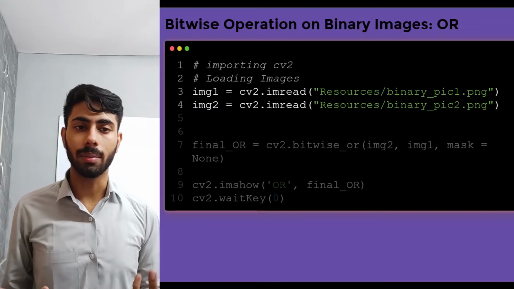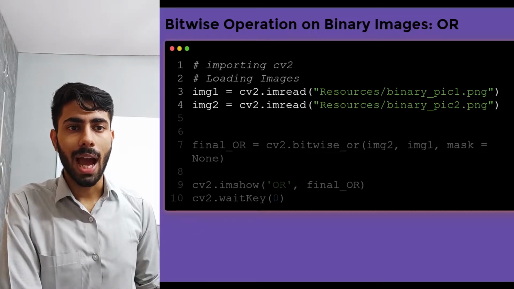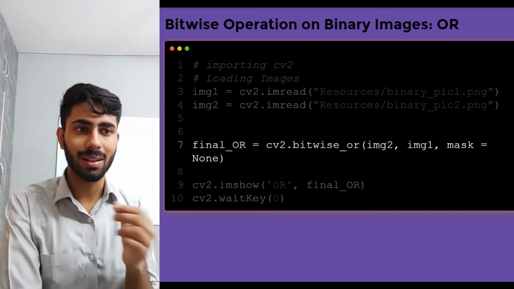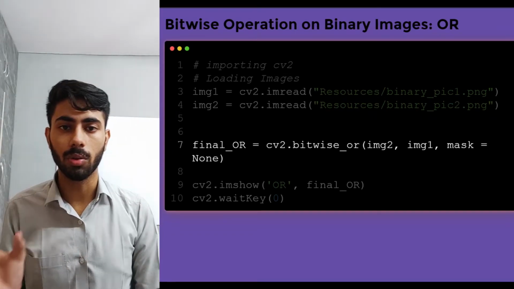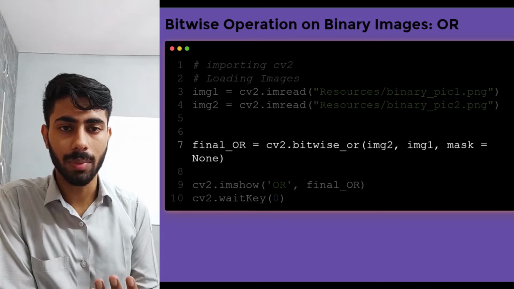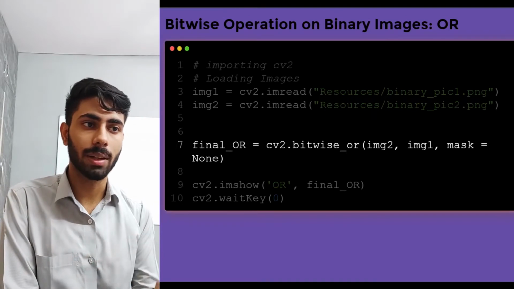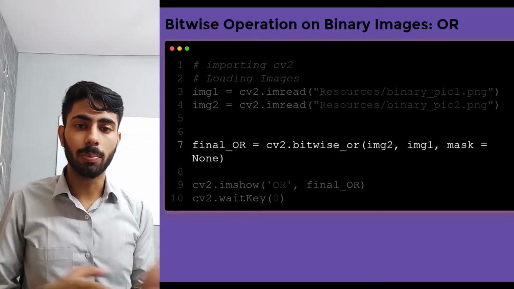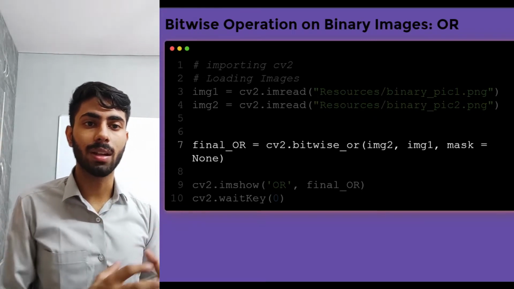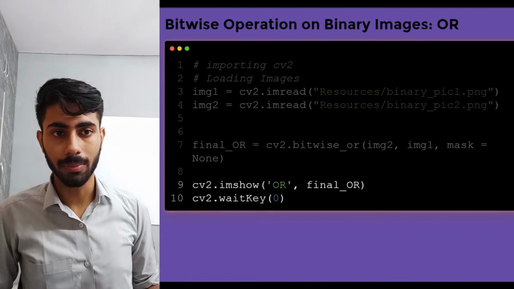Now let us discuss our next binary operation, that is OR. To do that, we have to first load our images, and similar to bitwise AND, I have to use a method, that is bitwise OR. The only change is that instead of underscore AND, I am using underscore OR in front of bitwise. So here again I will pass three arguments. The first argument is going to be my image on which I am to perform the OR operation, and the second argument is my image 1. And just similar to the previous approach, I am not applying any masks, so I am going to write mask is equal to none, and I am storing the final image inside the final underscore OR variable. Now I will simply show my final output.